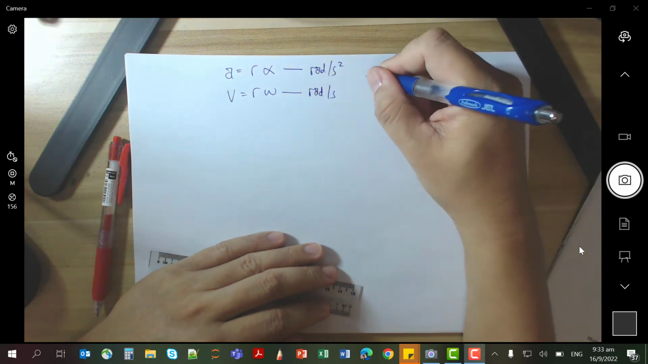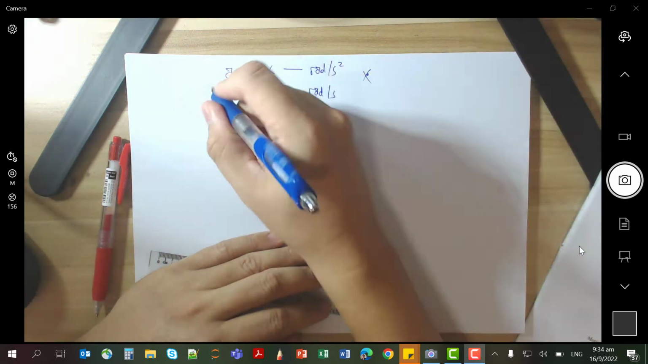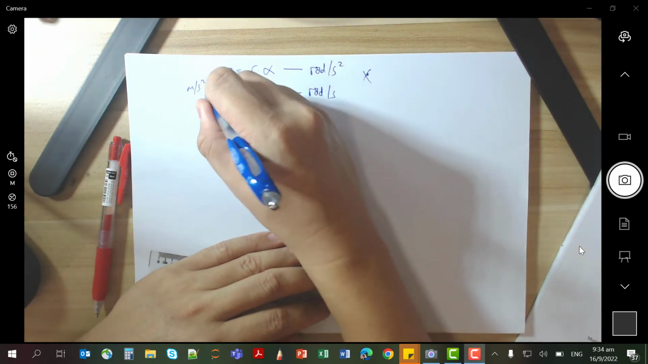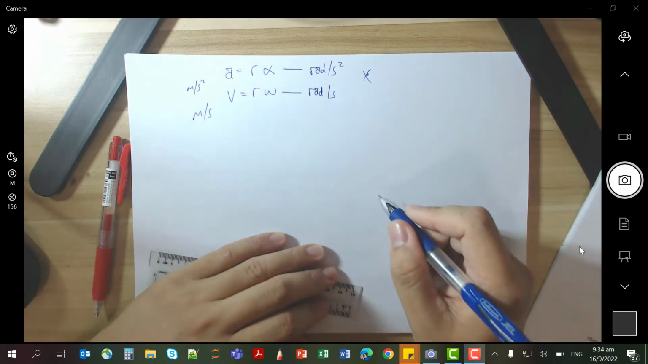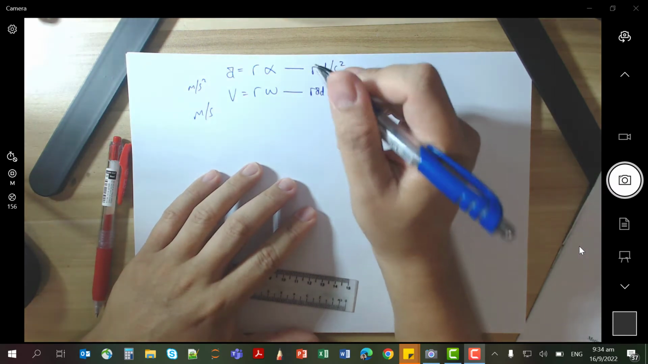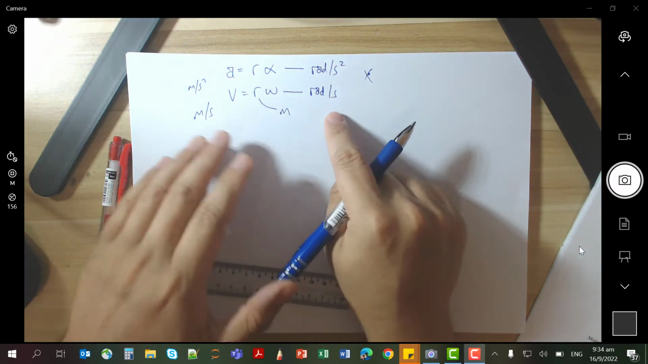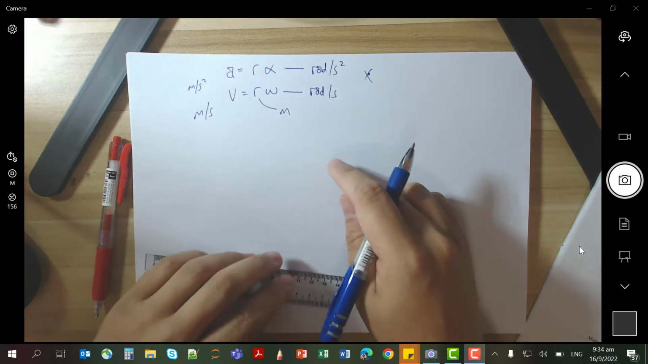Please do not use degrees. Do not use degrees. The acceleration will be in meters per second squared, velocity would be in meters per second. And for this whole thing to work, you need to use SI units. So the radius will be in meters, and everything will work out correctly.